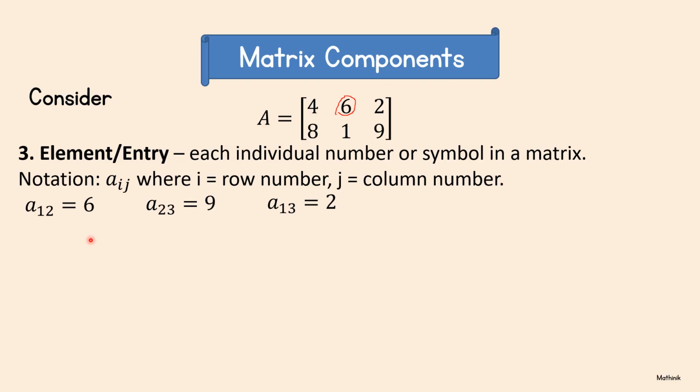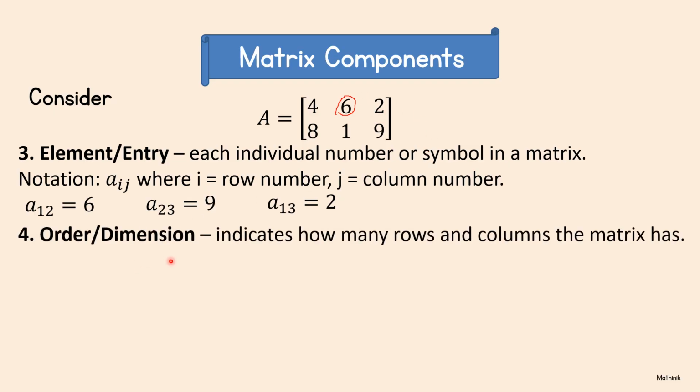Another example is A sub 13. 1 represents the row number, which is row 1. And 3 represents the third column, which is here. So that means their intersection is 2. Again, row 1 and third column, so the intersection is 2.